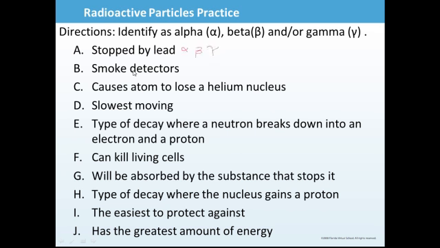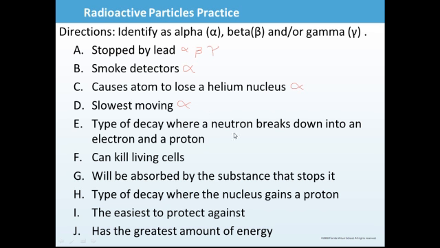Smoke detectors. Which one is located in smoke detectors? That was alpha. Causes an atom to lose a helium nucleus. Remember, that's an alpha particle. Which one is the slowest moving? Once again, alpha. Alpha is the slowest and the least dangerous.